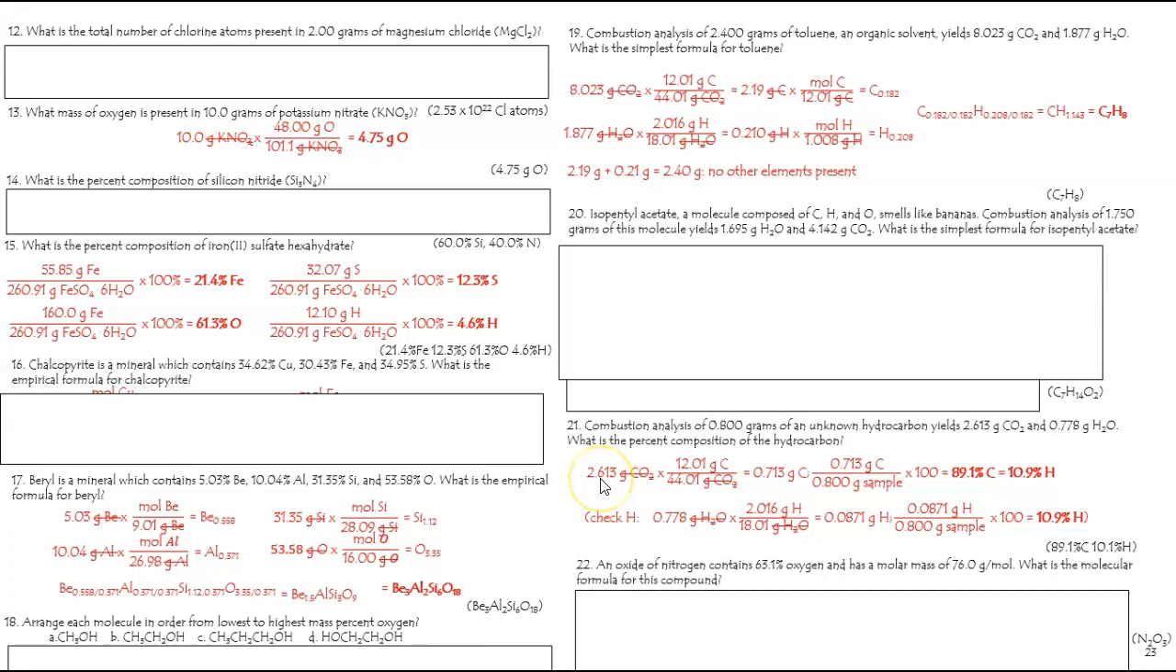Well, if we form that much CO2, let's see how much carbon it came from. 44 grams of carbon dioxide is a mole, of which 12 grams is carbon. That's 0.713 grams. And we have 0.8 grams of sample. We want the percent composition here, not the empirical formula. So of the 0.8 gram sample, 0.713 came from carbon. The rest would be your hydrogen, and we're done.